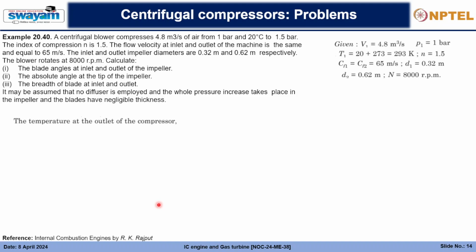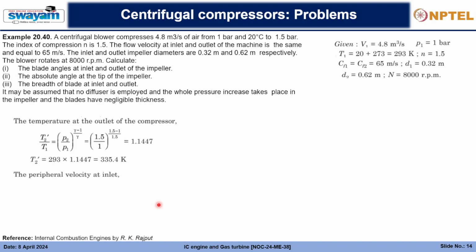First, we calculate the temperature at the outlet of the compressor, and that is T2 dash by T1 equals P2 by P1 whole to the power gamma minus 1 by gamma, and from that we will get T2 dash equals 335.4 Kelvin. This is the temperature at the exit of the isentropic process.